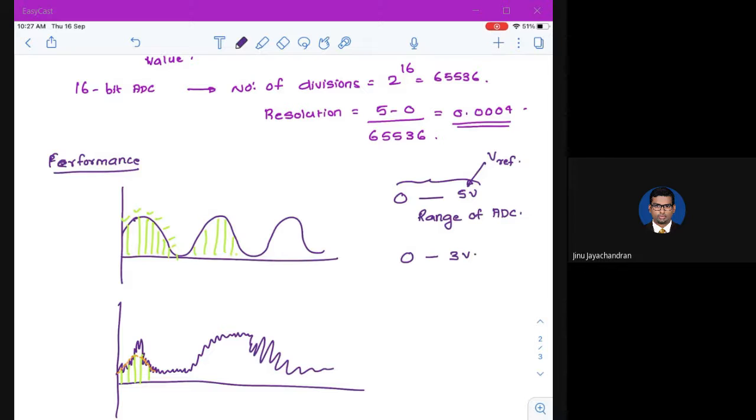Okay. So depending on what is the input that you are getting, whether it is 5 volt, 3 volt, 2 volt, or 10 volt, you should also select the ADC depending on the maximum range the ADC can have. Okay. So if you have 0 to 3 volt ADC, which is of 8 bit, the resolution is 3 minus 0 by 2 raised to 8, that is 3 by 256. You see that it has a better resolution than that of 5 volt ADC.